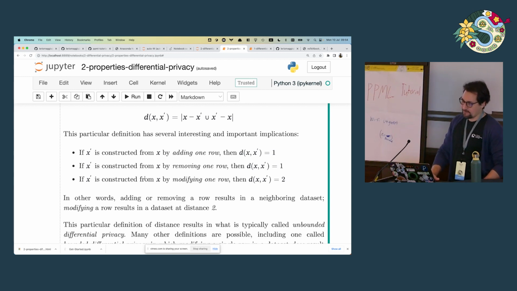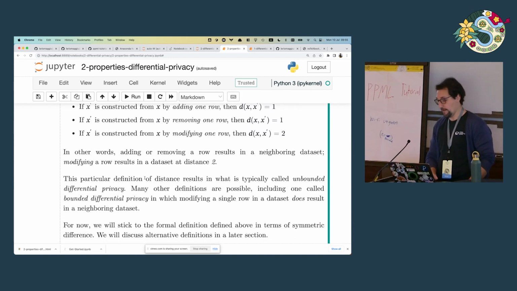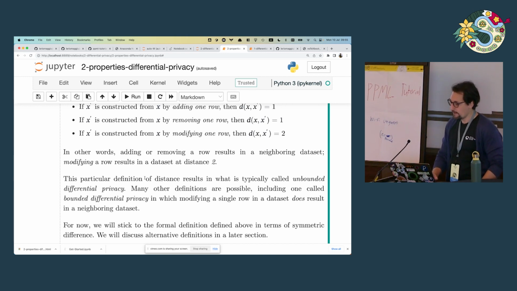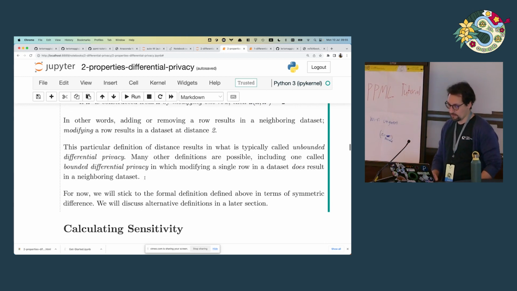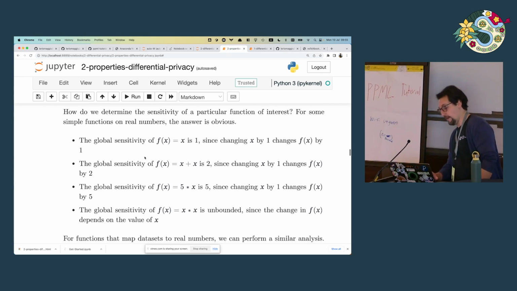Imagine that we want to estimate the sensitivity of a particular function of interest, because this is what we're talking about here. Considering global sensitivity and the symmetric distance, let's say f of x is equal to x. The global sensitivity of f of x equal to x is 1, since we're changing f of x by one single value. If we sum x plus x, it is 2, because we're changing two values. If we multiply by the scalar value 5, times x, changing x by 1 changes f of x by 5. And the last one: if f of x produced x times x, the sensitivity is unbounded, since the change in f of x depends on the value of x.